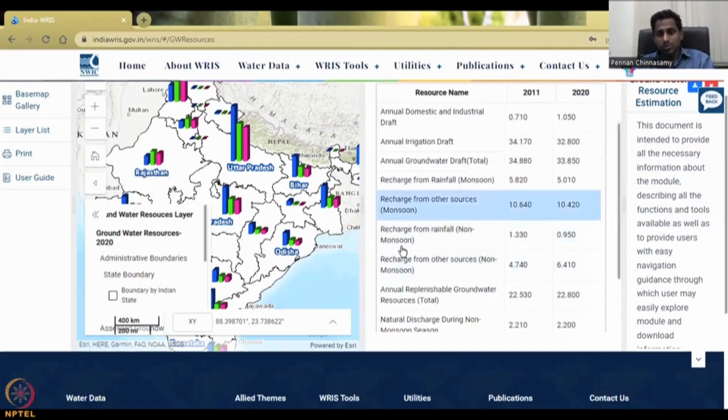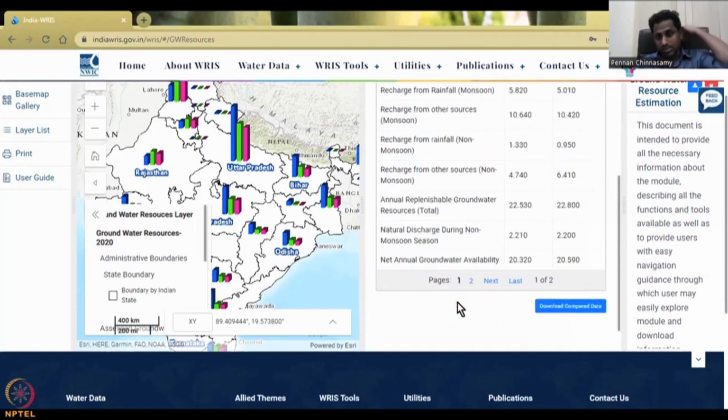Okay, recharge from other sources, rainfall recharge, recharge from other sources, non-monsoon, all these budgets, what I said in the previous lectures, how to establish the budgets and stuff, all has been done here. Okay. Then we'll have the total annual replenishable groundwater, which is 22,530 in 2011, and which is 22,800 in 2020. You have the net groundwater availability is almost the same.